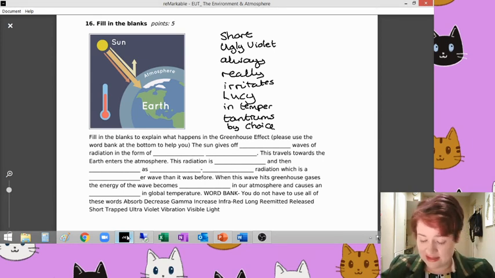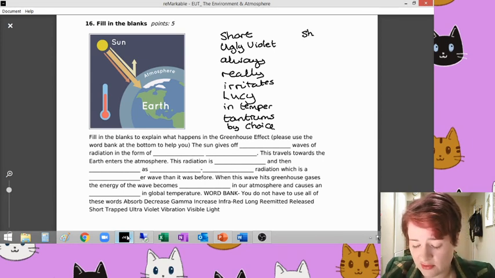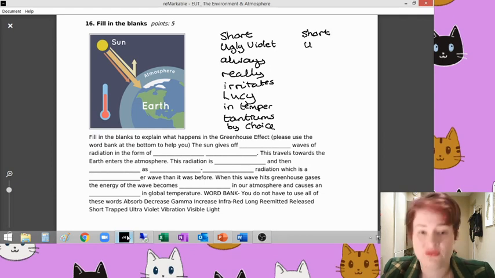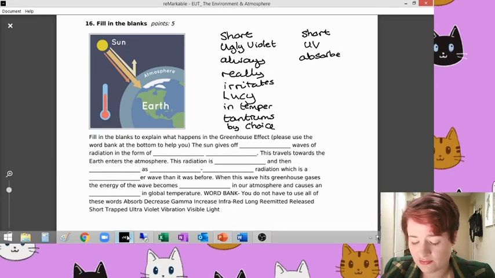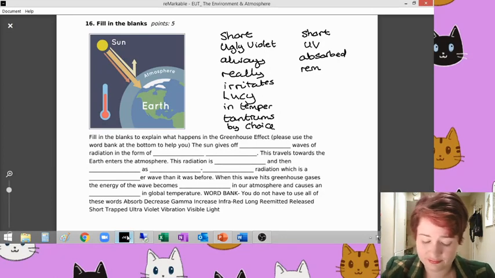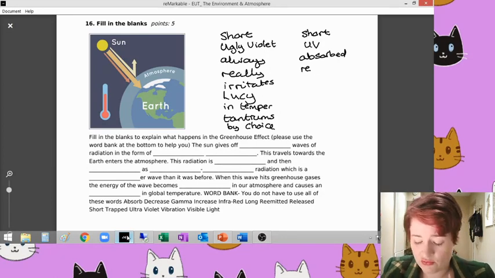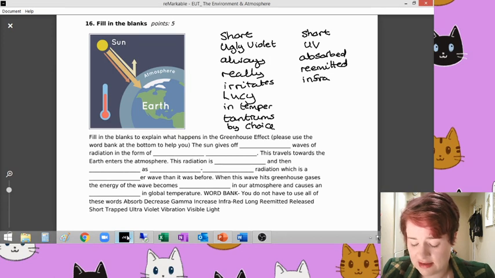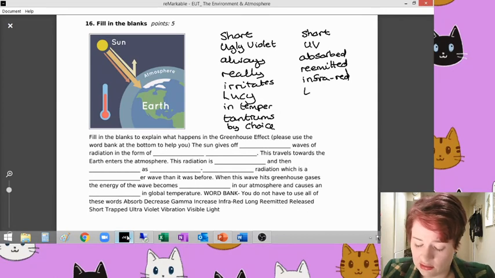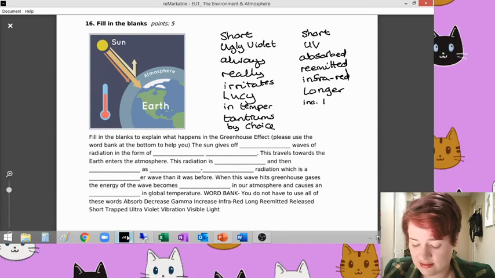So what did that actually stand for? That stood for short waves coming towards the earth in the form of UV or ultraviolet, that they were absorbed and then re-emitted as infrared. Sometimes they put a hyphen in, sometimes they don't. Infrared, which is a longer form of radiation, which increases the temperature.